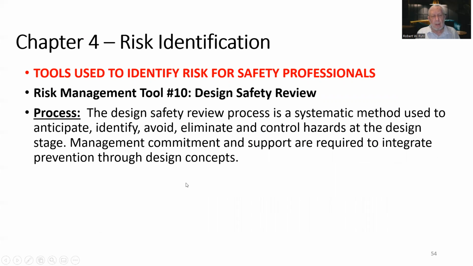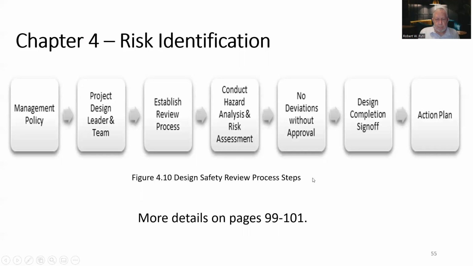The design safety review process is a systematic method used to anticipate, identify, avoid, eliminate, and control hazards at the design stage. Management commitment and support are required to integrate prevention through design concepts. PTD, prevention through design. Design safety review process: management policy, project design leader and team, establish a review process, conduct a hazard analysis and risk assessment, no deviations without approval, design complex sign-off and action plan. No deviation without approval, which means deviations are allowed. So there are a lot more details on pages 99 to 101, so I'm not going to get into a lot of that right now.